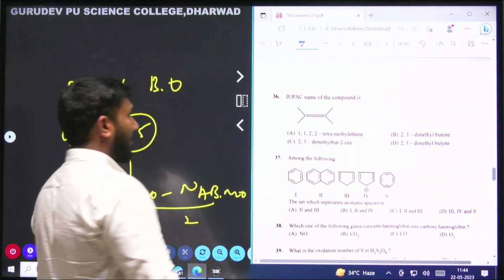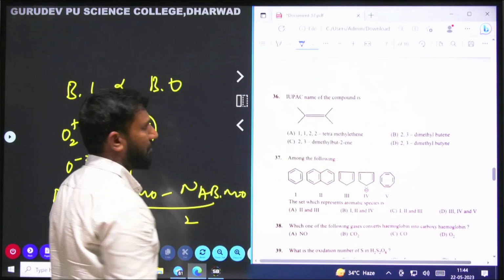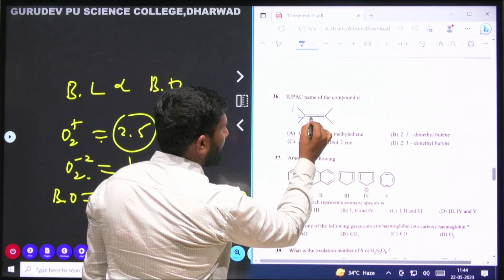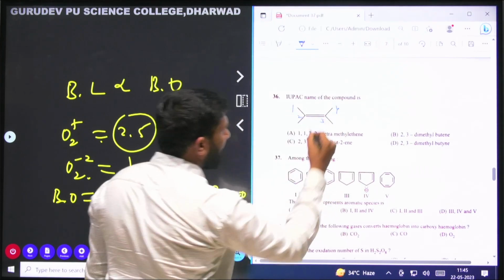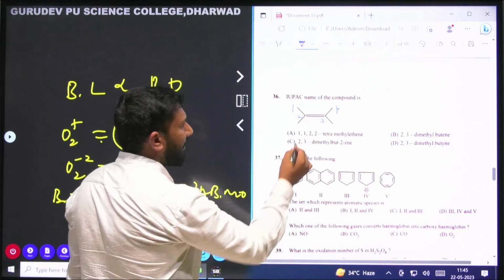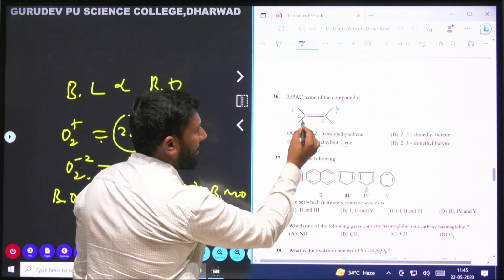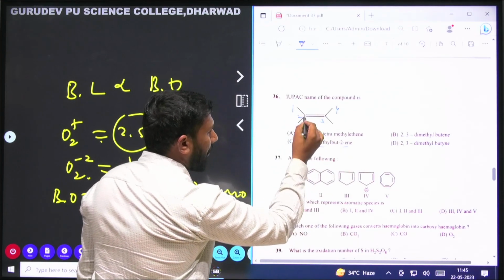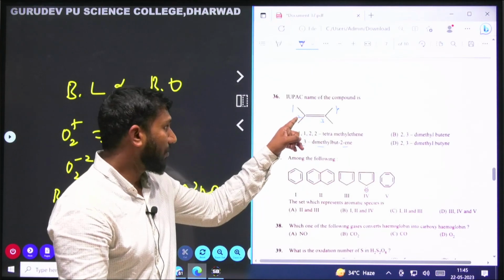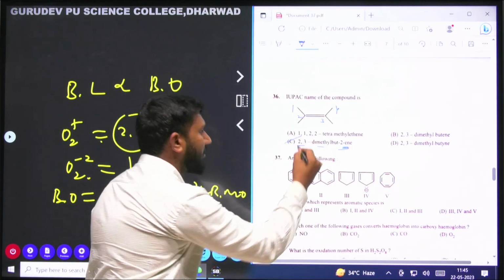Here is a very easy question. IUPAC name of the compound is. First numbering 1, 2, 3, 4. This is the parent chain. Carbon number 2 and carbon number 3 contain 2 methyl groups. Hence 2,3-dimethyl-2-ene, because carbon 2 has a double bond. According to the lowest sum rule, we have to consider the second carbon. That's why 2-ene. So option C is correct.